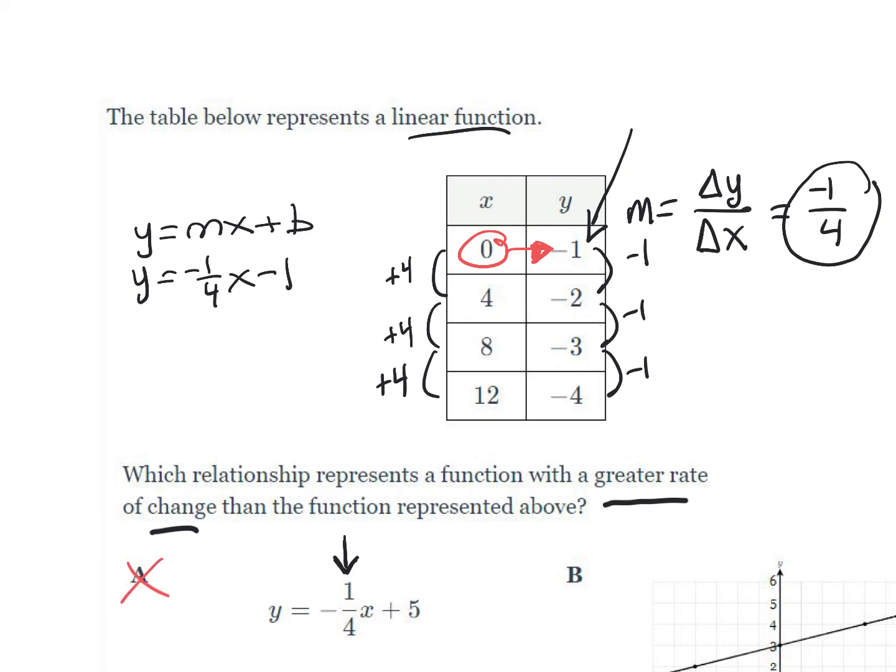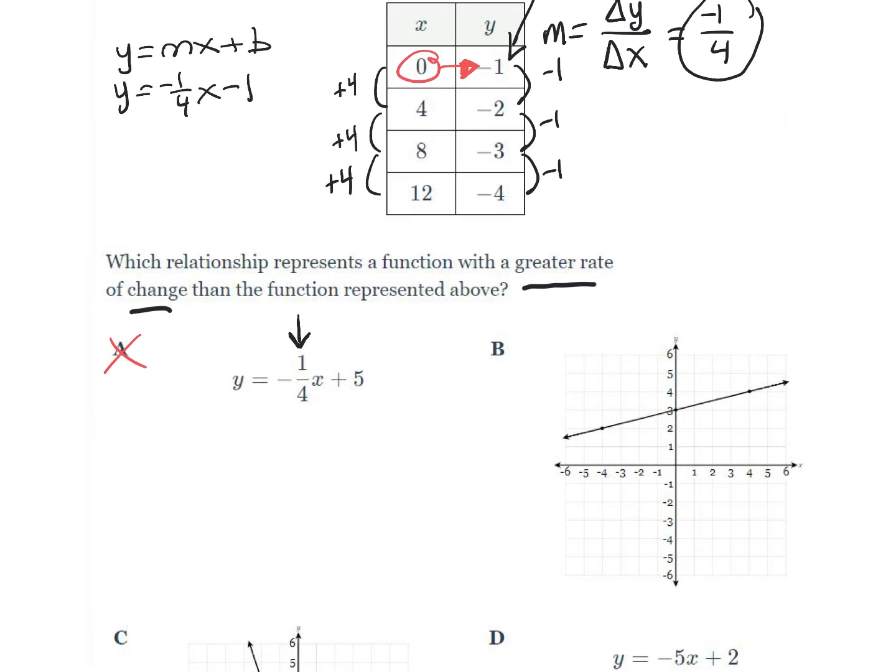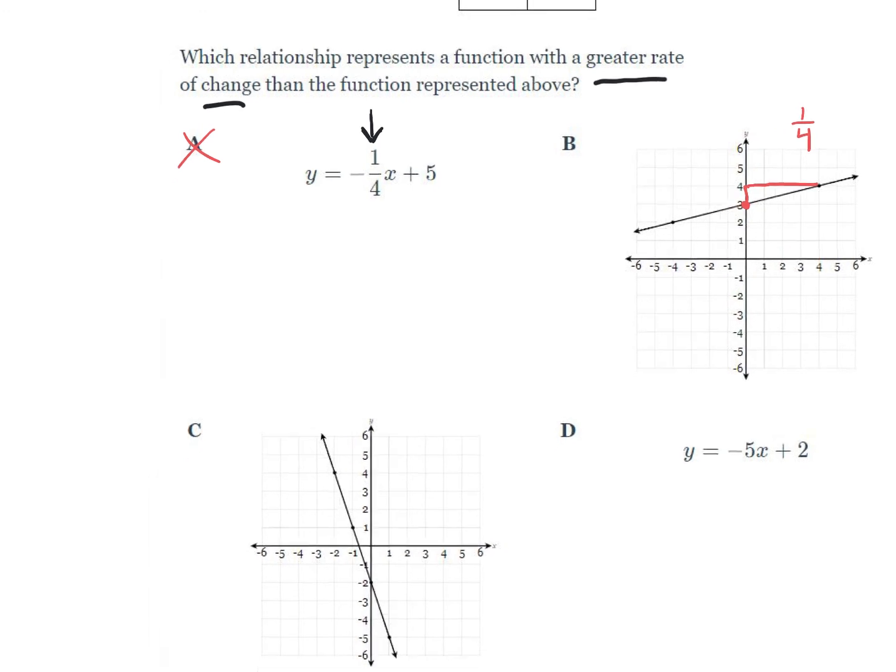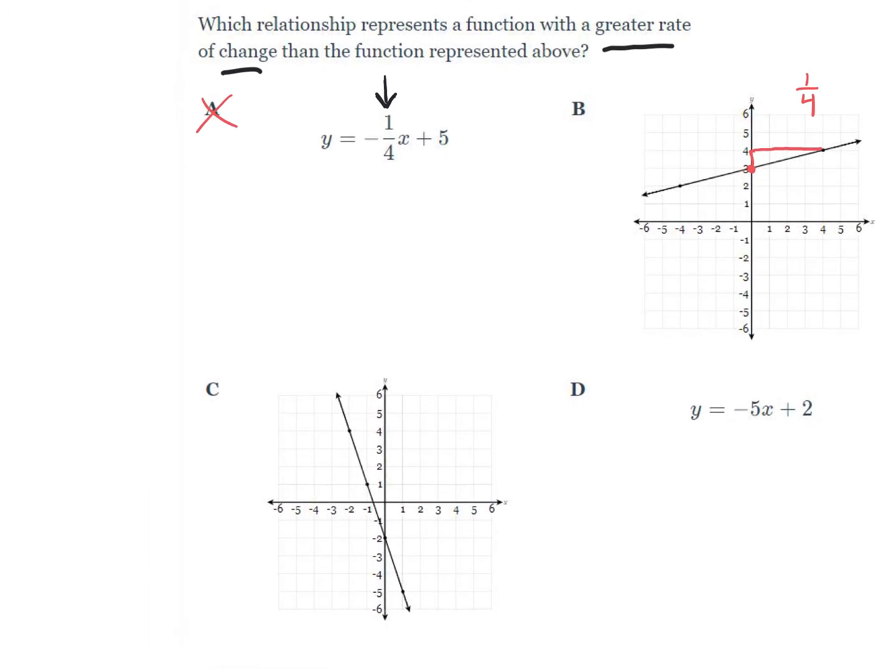Choice B is a positive slope. It's going up 1 and over 4. So this is a positive 1/4. That could be a greater rate of change. Keep that in your pocket. Now look at letter C. This is a negative slope. It's going down 1, 2, 3, and over 1. Down 3 and over 1. That's a negative 3. And choice D is a negative 5.